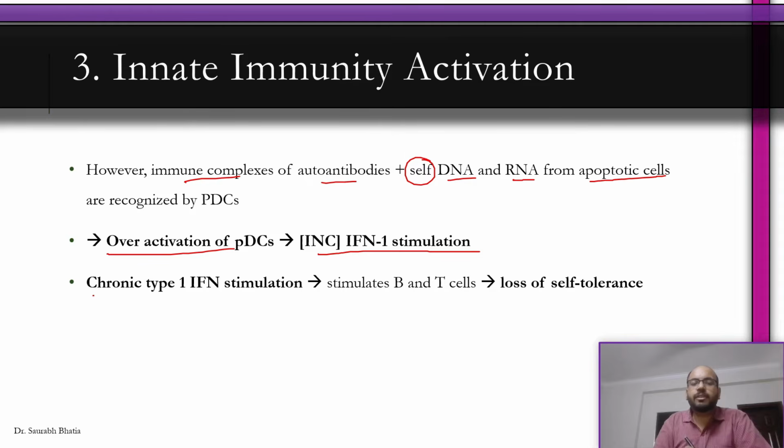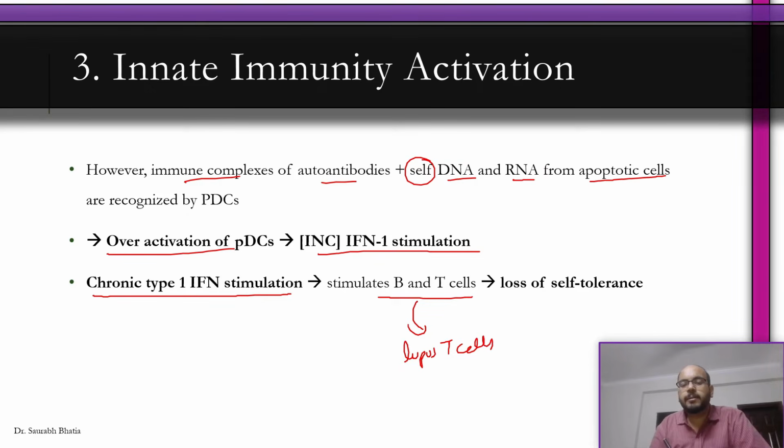If this stimulation is long-standing, the chronic type 1 stimulation can lead to stimulation of B and T cells. And when B and T cells are stimulated, they will get converted to a cell population known as lupus T cells and lupus B cells. This is just a term to show that these are not normal T cells or B cells. They are the cells of the individual with lupus, and they don't have that robust self-tolerance. Their self-tolerance level is decreased. So they can recognize autoantigens and form autoantibodies.